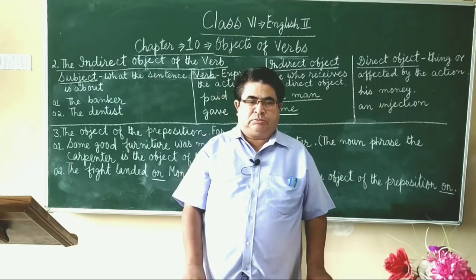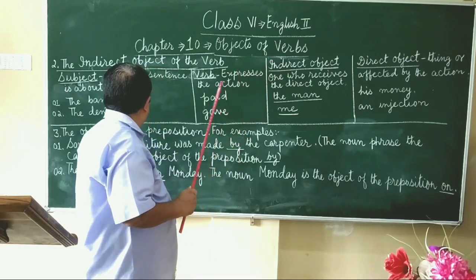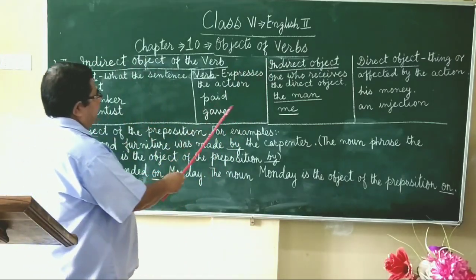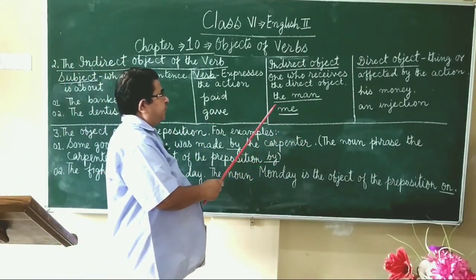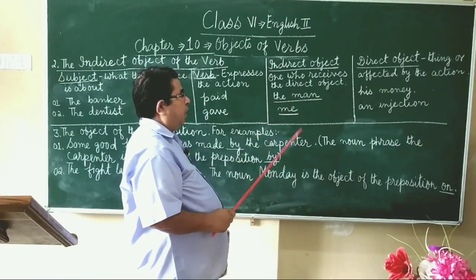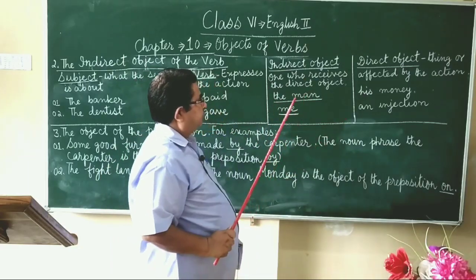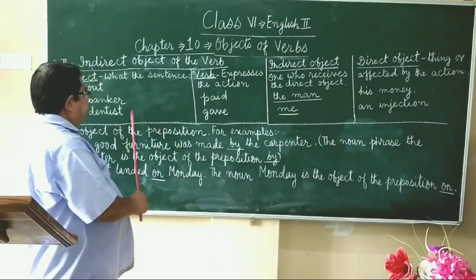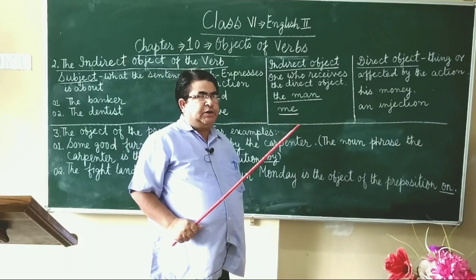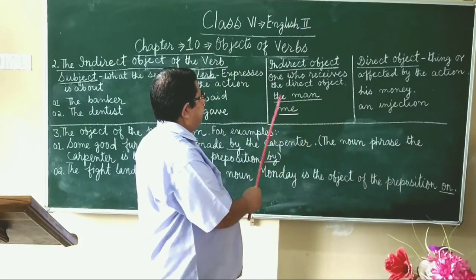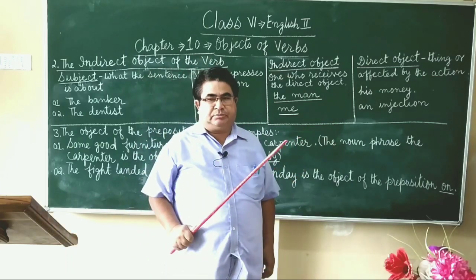For example, children, all of you see the blackboard. The banker paid the man his money. Here the indirect object is the man, one who receives the direct object, which is money. The dentist gave me an injection. Here the indirect object is me, because he receives the direct object, an injection.